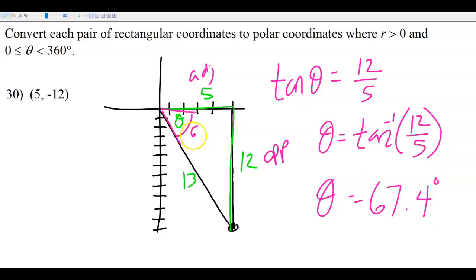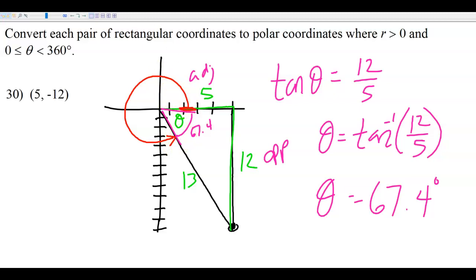That's this angle from here to here, 67.4 degrees. Now that's not the angle we actually want, though. We have to keep in mind the angle that we actually want starts at the positive x-axis and goes counterclockwise to here. So I need to find out what that arc is for my final answer.